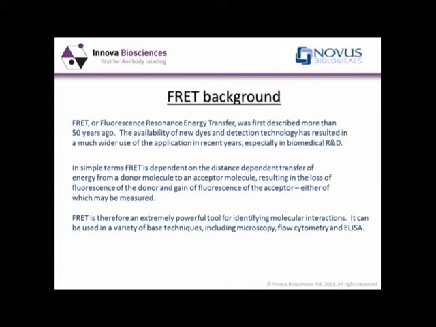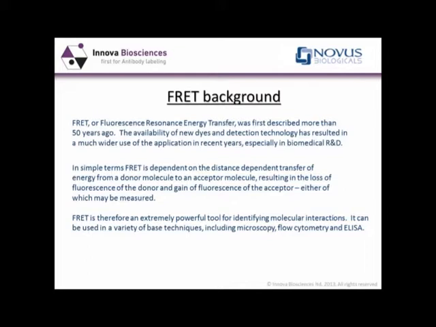In very simple terms, FRET is dependent on distance-dependent transfer of energy from a donor molecule to an acceptor molecule. That results in the loss of fluorescence from the donor and a gain of fluorescence of the acceptor molecule. And you can measure either of those, and we'll talk about that in a little bit more detail in just a moment.